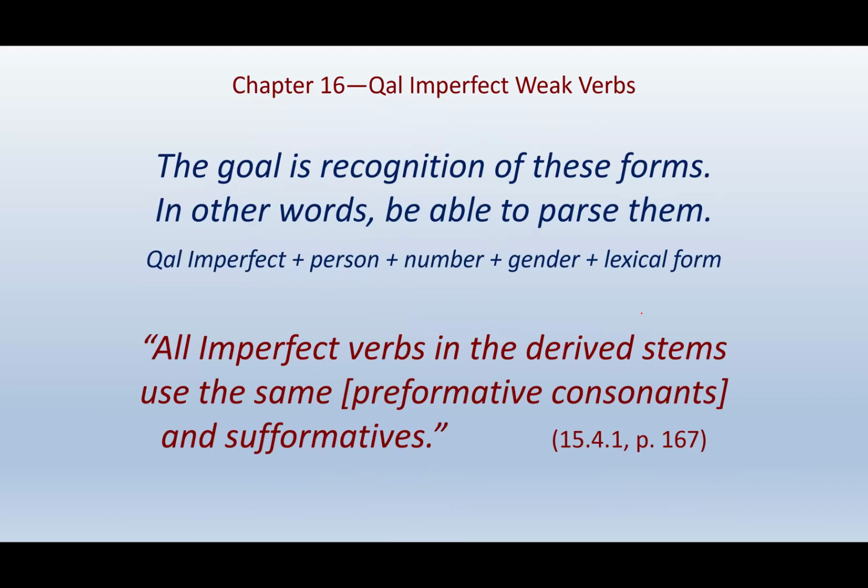Again, the goal is recognizing the word. You have to know what the word is to know how to translate it. And then to be able to translate it, you also need to know the person, gender, and number. Is it singular? Is it plural? Is it masculine or feminine or common? Is it first, second, or third person? Those are the things that you need to look at and know to be able to do this type of parsing. If it has a preformative, it's going to be the imperfect. If it has a subformative or neither, it's going to be a perfect. And this is important because the derived stems, I know I've already said this about three or four times, use the same preformatives and subformatives. You don't have to relearn them after this.